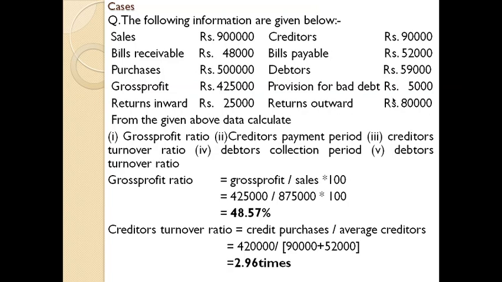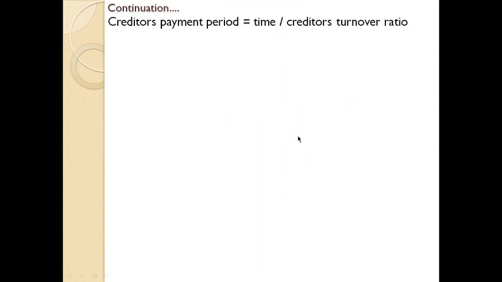Next one, debtors collection period. Similar to the creditors case, you need to find debtors turnover ratio, but remember, while computing, we left out creditors payment period. So during examination, make sure you have covered all these areas. Okay, after creditors turnover ratio, we can go for the creditors payment period. Creditors payment period equation is time divided by creditors turnover ratio.